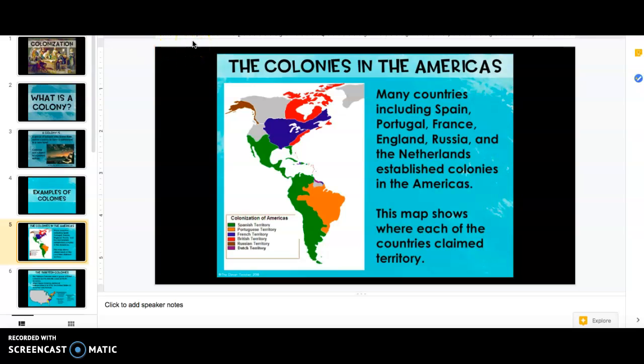So many countries, including Spain, Portugal, France, England, Russia, and the Netherlands, established colonies in North and South America. The important thing to remember here is that Native Americans in North and South America were already living here. This was already their land. So when countries from Europe, explorers from Europe, come to North America and establish these colonies, they are taking land from the Native Americans. You cannot discover people that already exist.